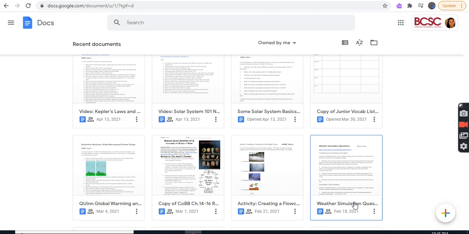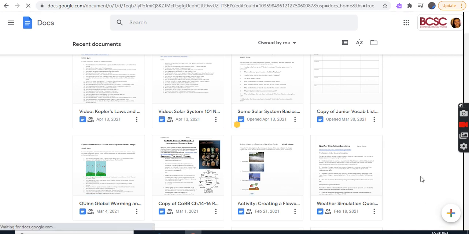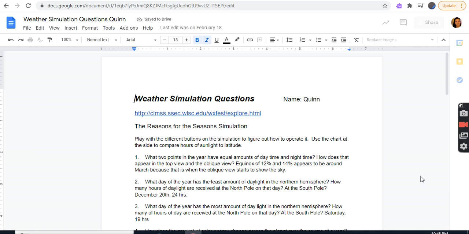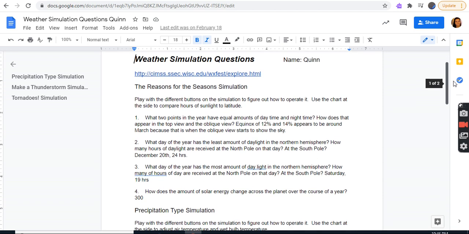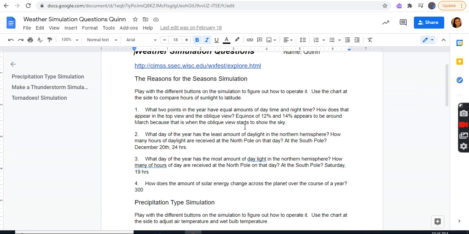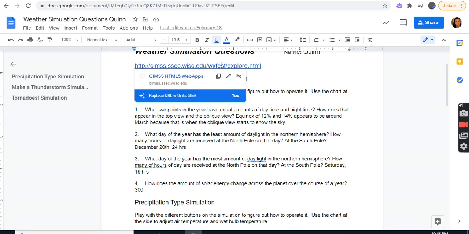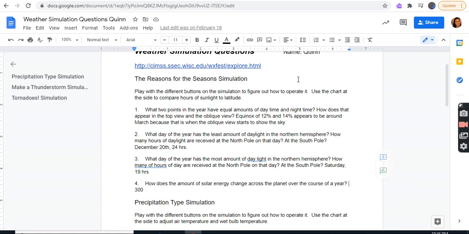Weather simulation questions. Let's talk about that. Play with different buttons on the simulation to figure out how to operate it. Use a chart beside it to compare hours of sunlight and latitude. Just like this, you can click on this link and this will tell you what to do. Read page 1, 2, 3, and 4. 300.